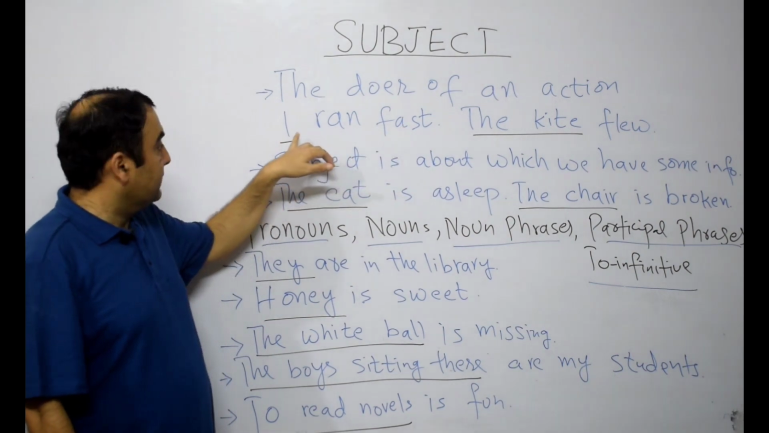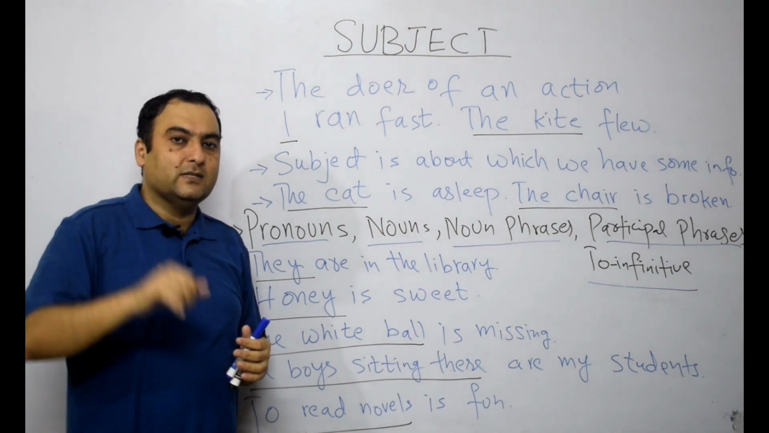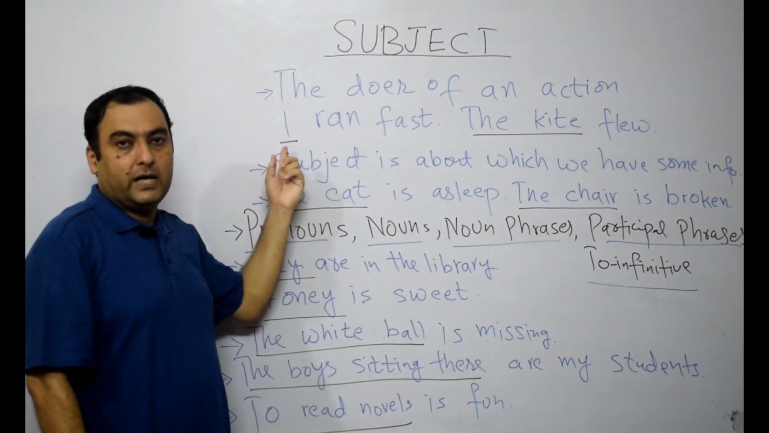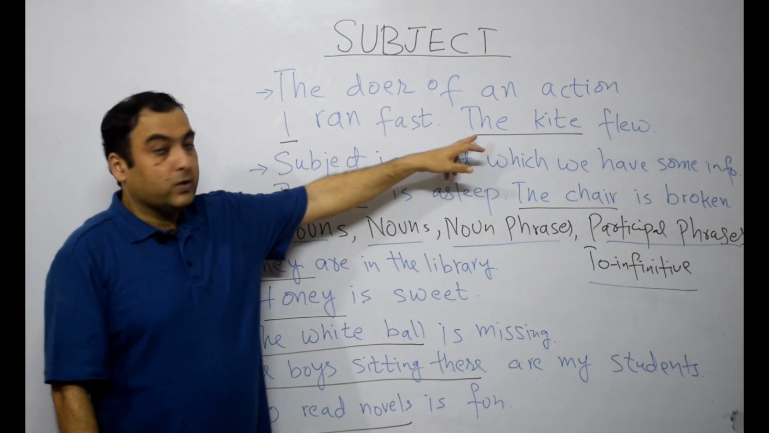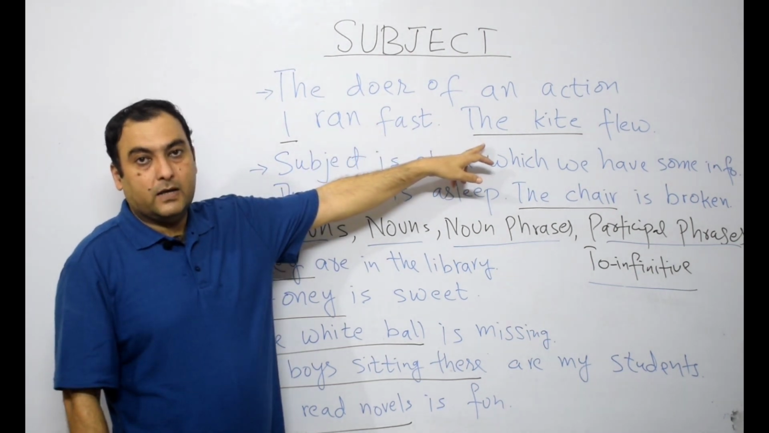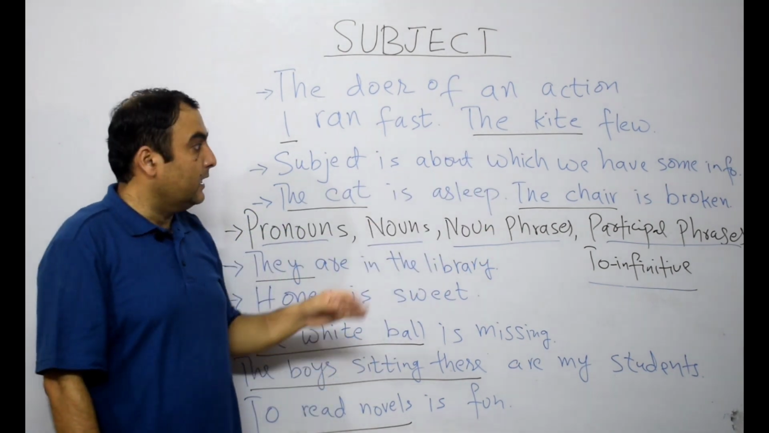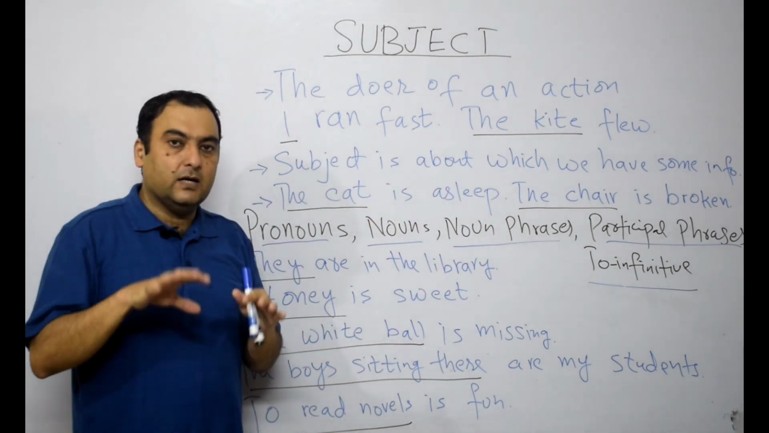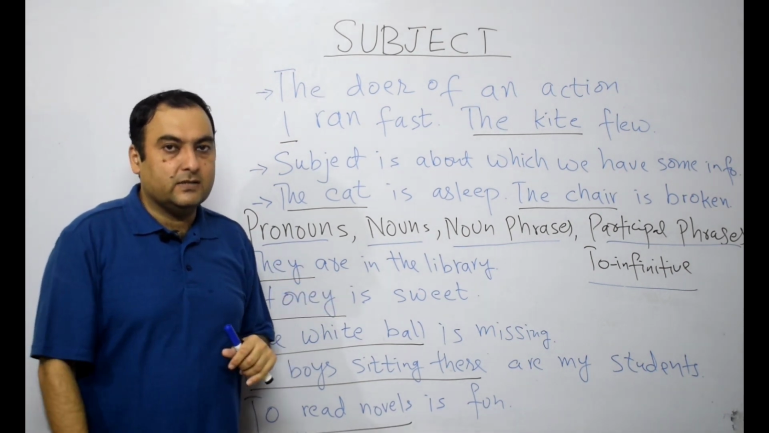For example, I ran fast. What is the subject here? Here it is the word I, because I does the action here. What is the subject here? The kite flew. So the kite is the subject here. So this is the most common definition of a subject in English.